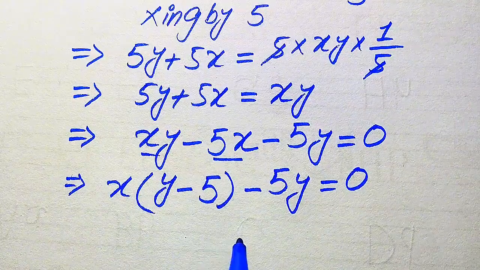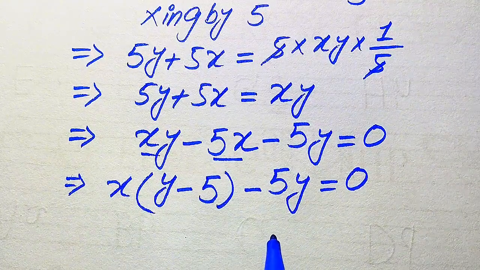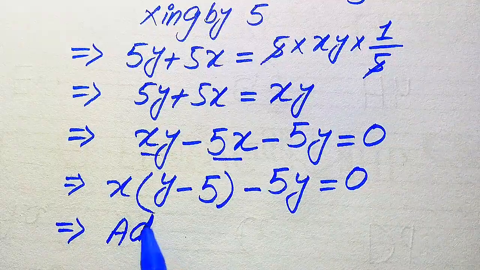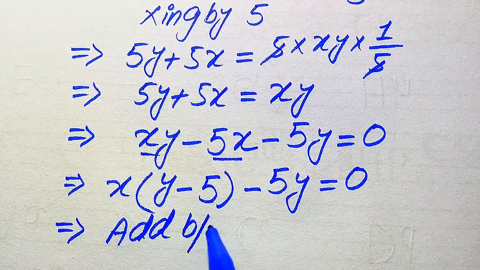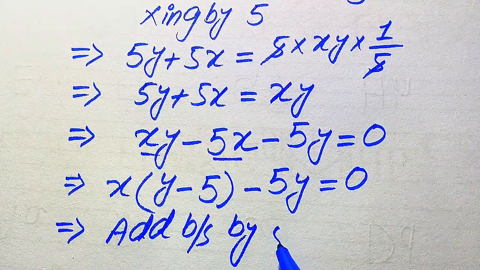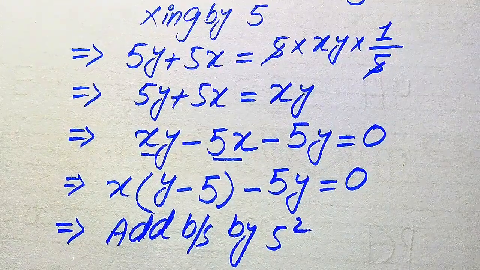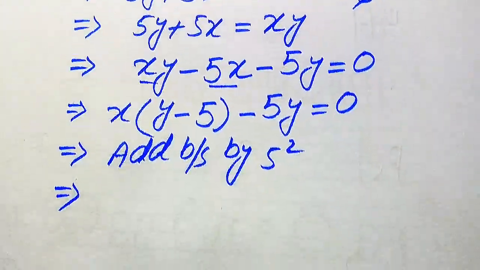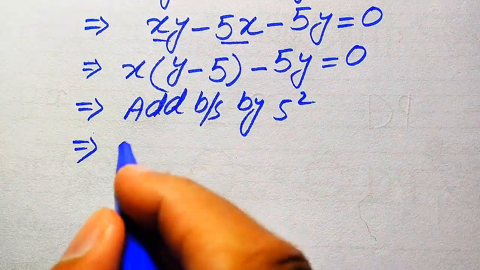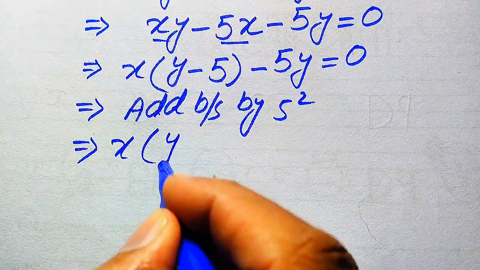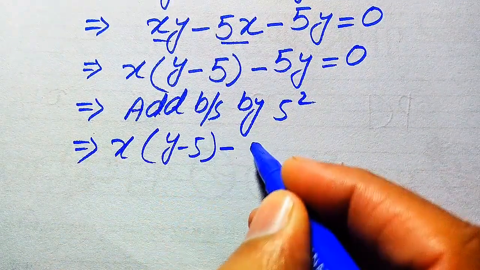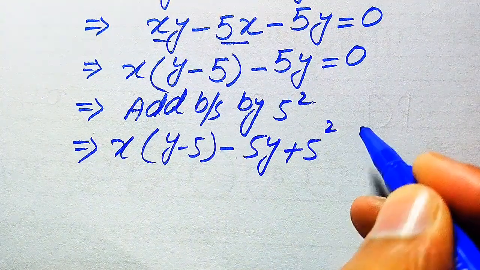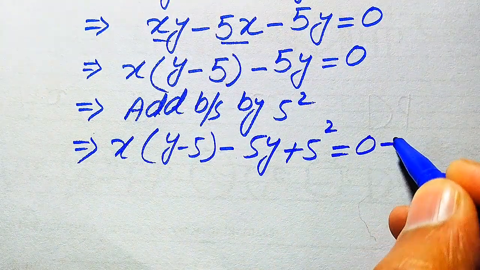But now in order to find the factorization of the complete equation, we need to add 5 square on both of the sides. So when we add 5 square on both of the sides, it will be written as x into y minus 5 minus 5y, and here we add 5 square on both of the sides in this form.